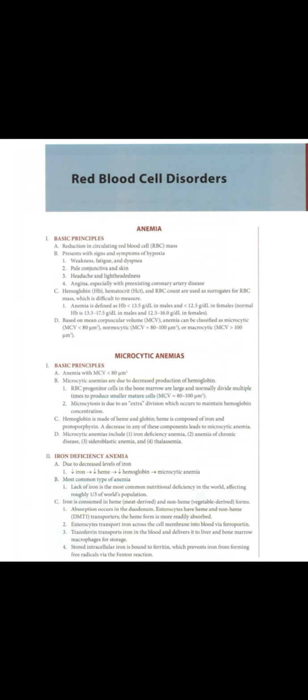Absorption occurs in the duodenum. Enterocytes have heme and non-heme transporters. The heme form is more readily absorbed. Enterocytes transport iron across the cell membrane into blood through ferroportin. Transferrin transports iron in the blood and delivers it to liver and bone marrow macrophages for storage. Stored intracellular iron is bound to ferritin, which prevents iron from forming free radicals through the Fenton reaction.